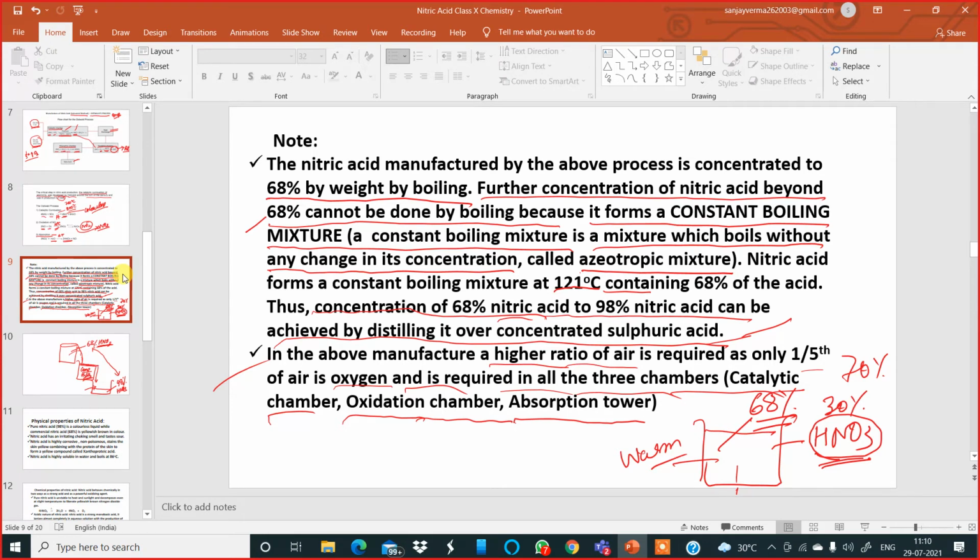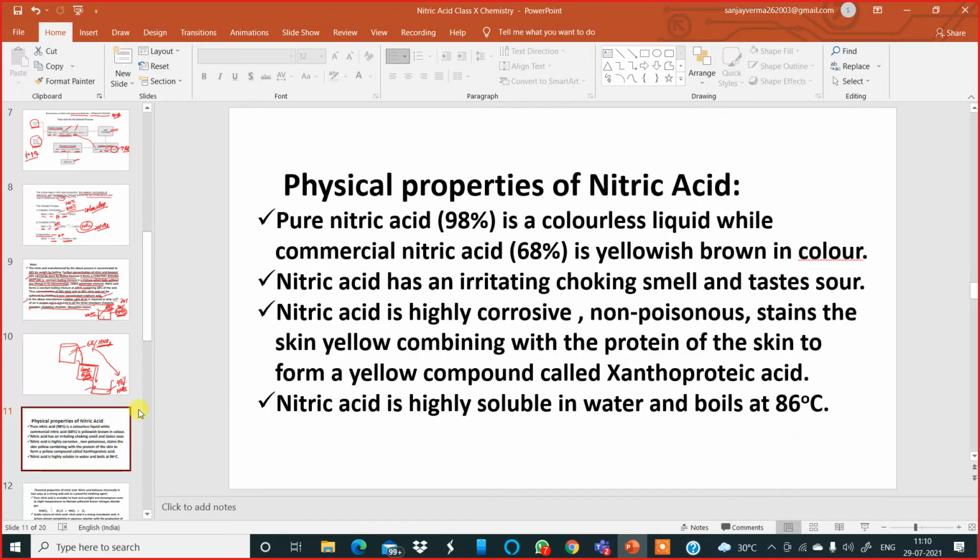Now moving to the next slide in this chapter, let us come to the physical properties of nitric acid. The first property is important. Pure nitric acid is a colorless acid, while commercial nitric acid, which is prepared in the lab or in the industries, is yellowish brown in color. That means whatever nitric acid we prepare commercially has to be converted into colorless nitric acid so that it is pure, because its concentration is 98%. That is the first point.